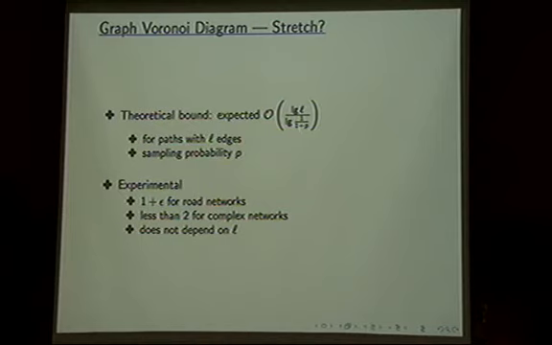And experimental results show that for road networks the stretch is very small, and for power law graphs, or for complex networks, where we took some real world data like the DBLP network, some router network and some social network, it's less than 2 for complex networks, and it doesn't depend on L. But we couldn't prove that the stretch doesn't depend on L somehow.